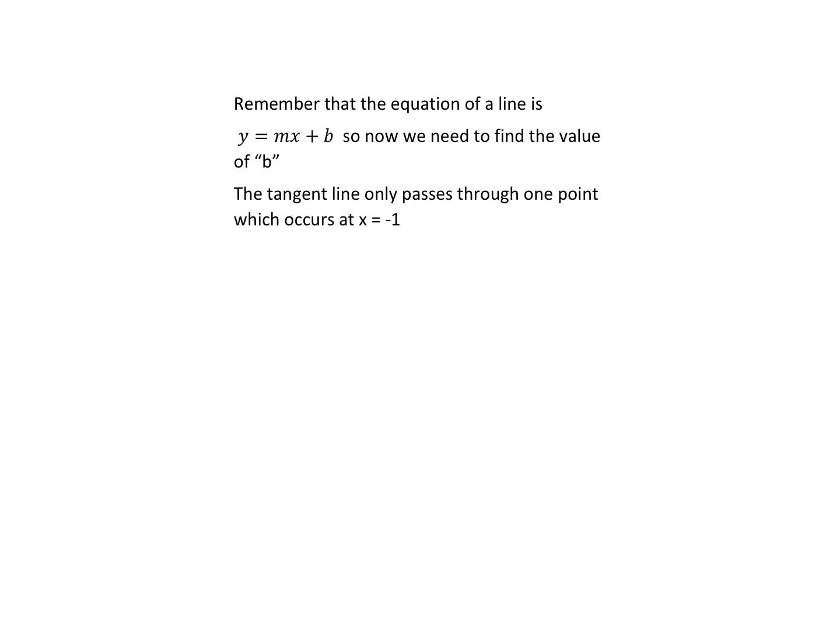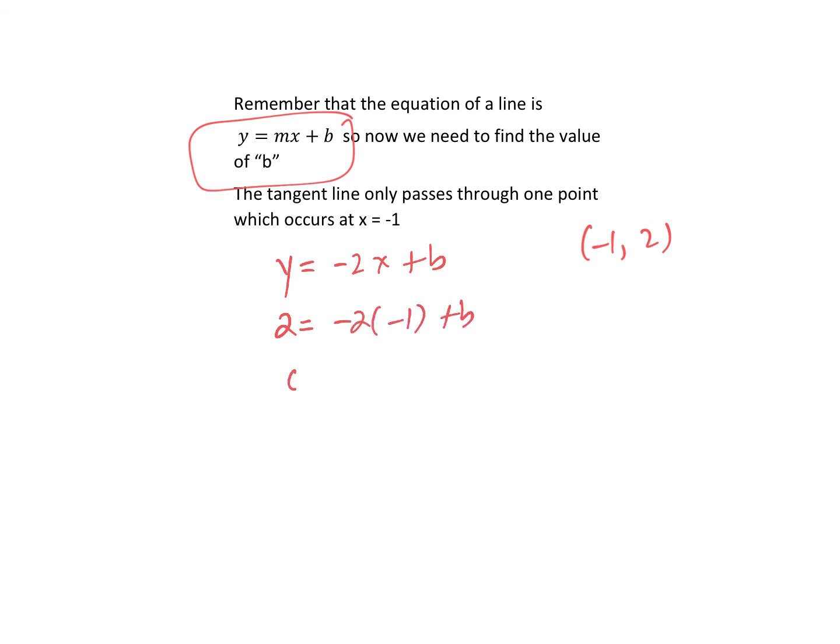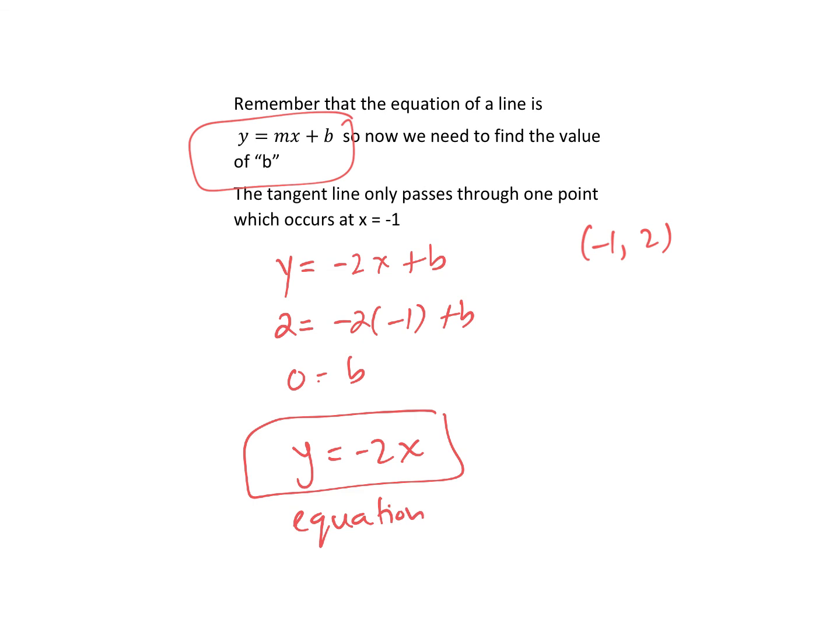I think I did that on the previous page, so let's just write it out again. So remember that the equation of a line is y equals mx plus b. So we found the slope to be -2. We passed through the one point, and we find b. So we'll just write it out again. Okay, so that's just what I did on the previous page. So this is the equation of the tangent line.